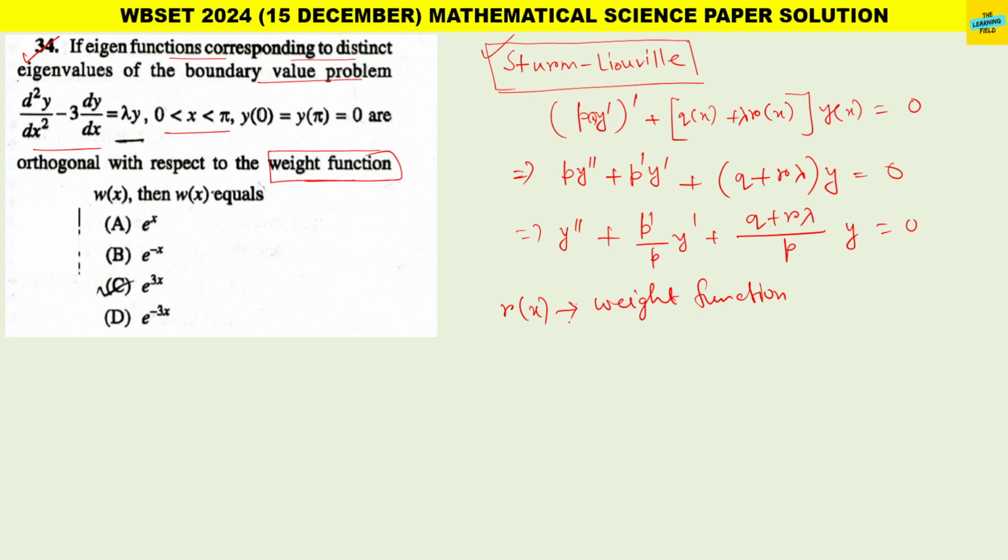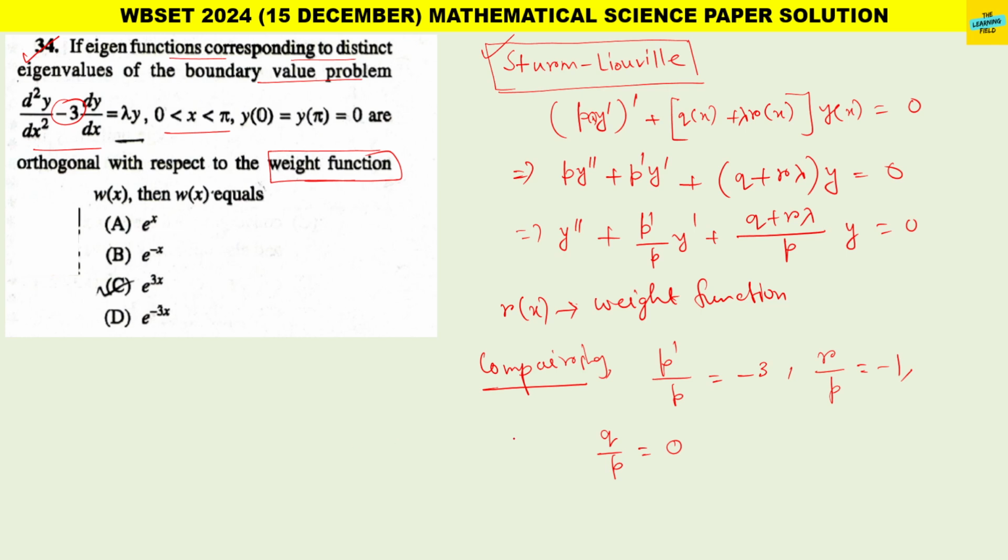Now comparing with the given equation, what we will get: p'/p is equal to the coefficient of y', that is minus 3. Now r/p, that is the coefficient of lambda, is minus 1. And q/p is equal to 0, that is the coefficient of only y. Now, what is p actually?